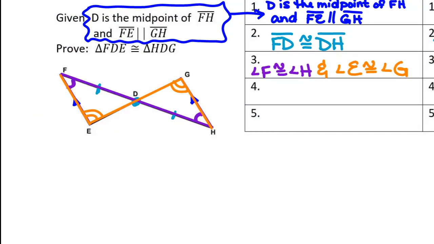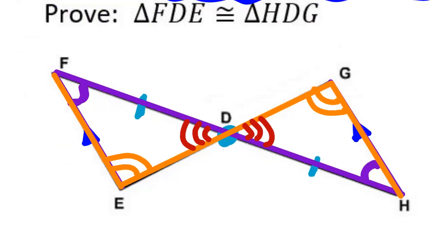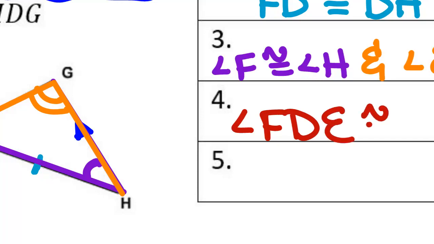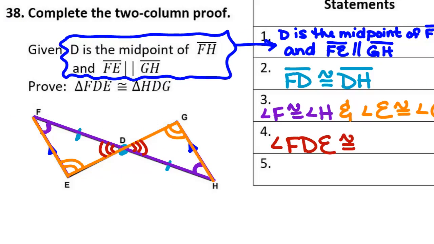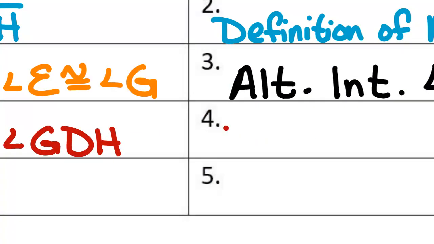Is there anything on the picture that I'm allowed to mark without it coming from my given information? Vertical angles. So right here at D, I can mark these as being congruent. So angle FDE is congruent to angle GDH by my vertical angles theorem.